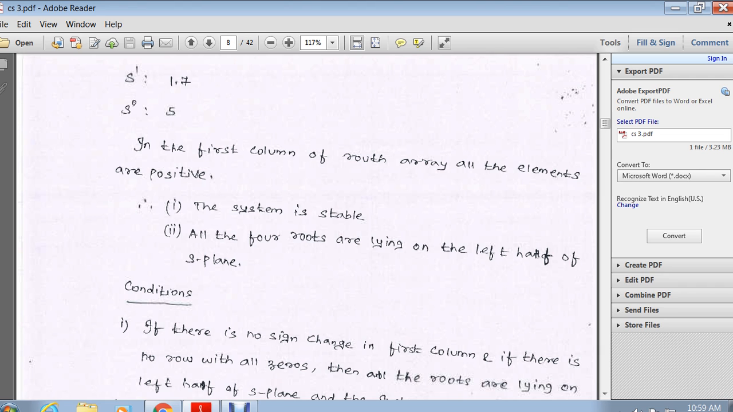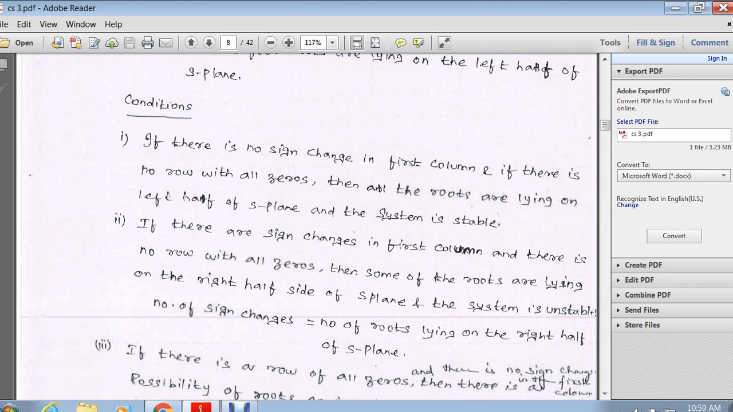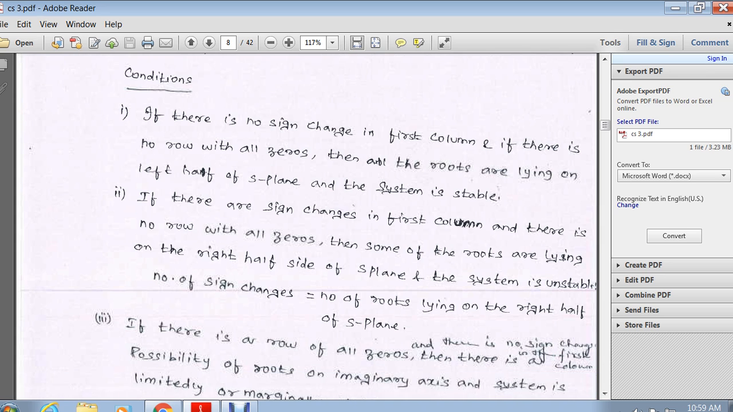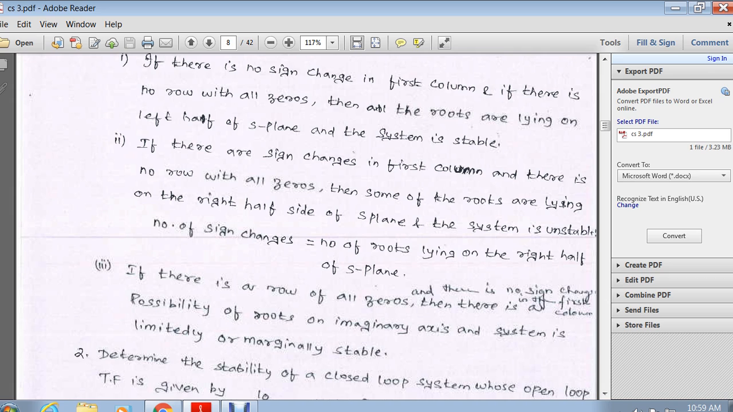In this case, we need to have some conditions. The first condition: if there is no sign change in the first column, and there is no row with all zeros, then all the roots are lying on the left part of the s plane, and the system is said to be stable. Coming to the second condition: if there are sign changes in the first column and there is no row with all zeros, then some of the roots are lying on the right half of the s plane, and the system is said to be unstable. The number of sign changes is equal to the number of roots lying on the right part of the s plane.